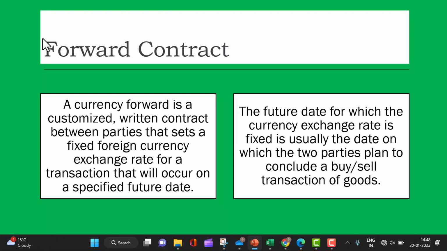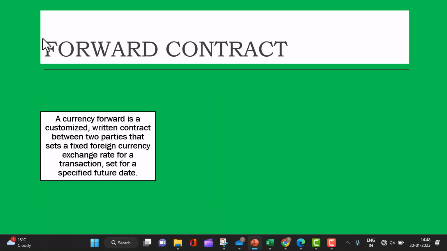So the date will be decided when you ultimately either need dollars or will be receiving dollars and you go to the bank. So nothing but the same thing, nothing new here. Currency forward is a customized contract. Some words are rewritten again just for your understanding, so that if you have missed it in one, you can pick it up in the second.